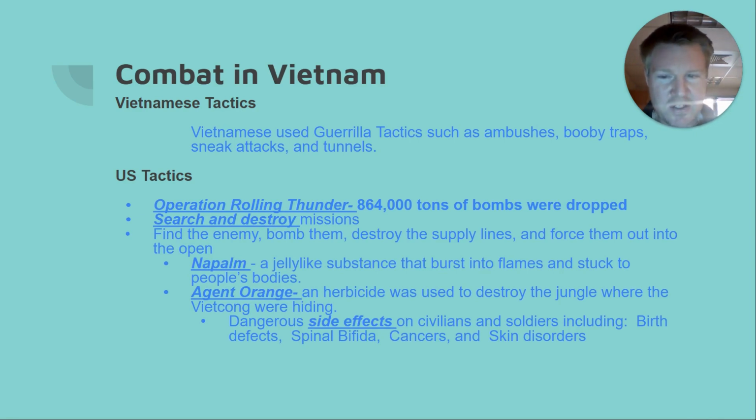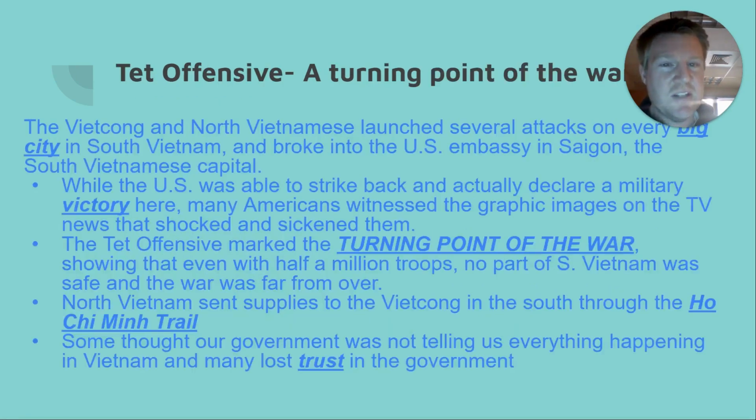The unfortunate thing about these tactics is there was a lot of friendly fire with the napalm and with the Agent Orange. Based on where the wind is blowing, the Agent Orange can get into water that the U.S. troops were drinking, get into the lungs, cause birth defects, spina bifida, cancer, skin deformations, all these different effects of the Agent Orange. So very dangerous tool, probably not the smartest thing to spray into the air, but at that time they thought that was the best they could do.